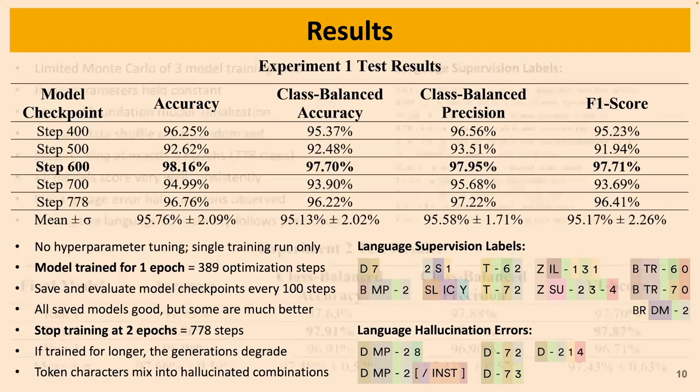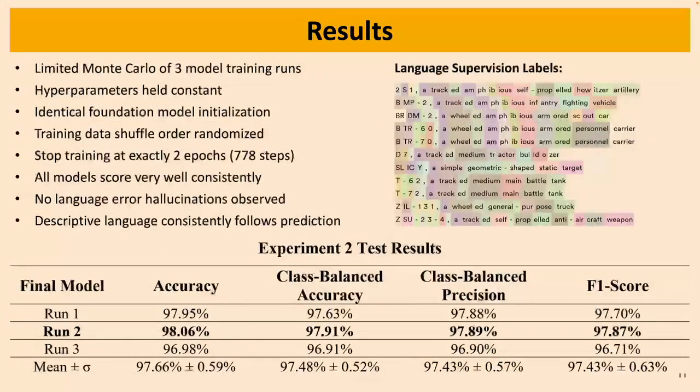Okay, so second experiment. We did a small Monte Carlo of several models. We trained those for exactly 2 epochs. And then we try to get the average performance. And we're very consistent now. If we can train it for only 2 epochs, it's only seen each training example 2 times. It can give us up to 98% performance, which is great. And that only costs us 2 hours of training time.